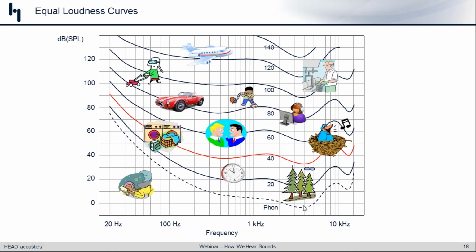Now, quick question. What happens here at 3.5, 4K? This is where our hearing is actually the most sensitive. What frequencies do babies cry at? I think all the mothers in the audience can probably say, oh, absolutely 3.5K. And sure enough, babies put out a lot of energy when they cry, right in this 2 to 4K range.